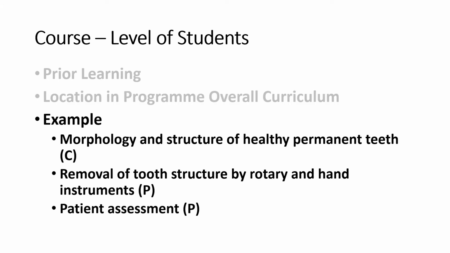Let's understand better by going back to our example. Just to recap, manage a patient with caries and permanent teeth by prevention, direct restoration or patient education is the competency. The student taking this course should have prior learning on the morphology and structure and its relation to function and health of permanent teeth. They should have the skills to remove tooth structure by rotary and hand instruments. They should have the skills to perform and record patient assessment. So this will be the prior learning required for a student to be eligible to take this course.